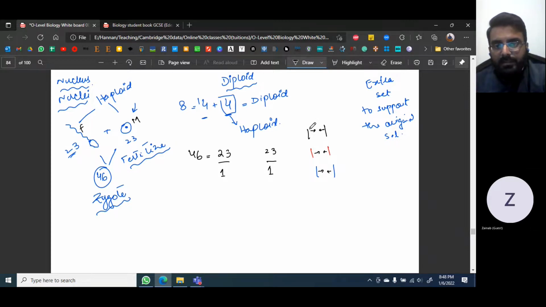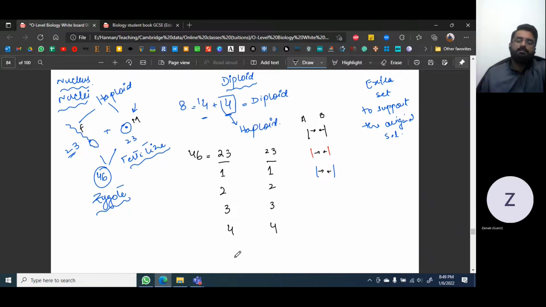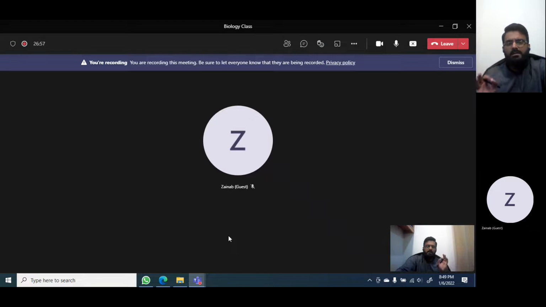For example, if this black of set A is similar to this black of set B, and the red of set A is similar to the red of B, and the blue of A is similar to the blue of B, similarly, chromosome number 1 of this 23 would be similar to chromosome number 1 of the other 23. Then second would be similar to second, third would be similar to third, fourth would be similar to fourth. Now be very attentive, this is the concept. Whenever I teach a student, this is the concept which he or she always misses.